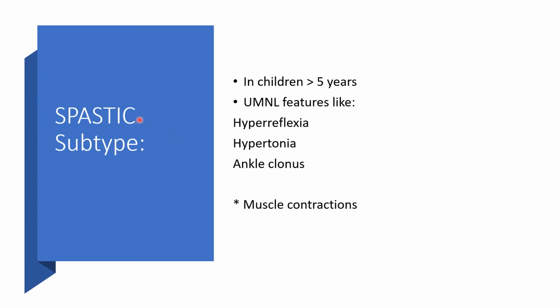Okay, still on spastic subtype, if it is in a child greater than 5 years, then we might be faced with upper motor neuron lesions. And the features will include hyperreflexia, hypertonia, ankle clonus, with or without muscle contractions.